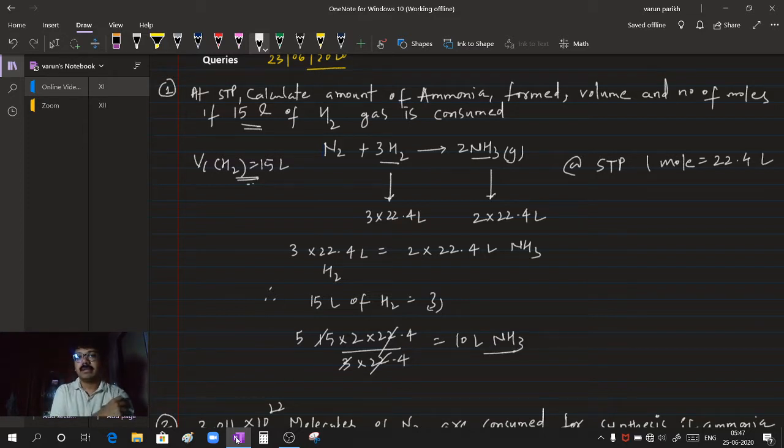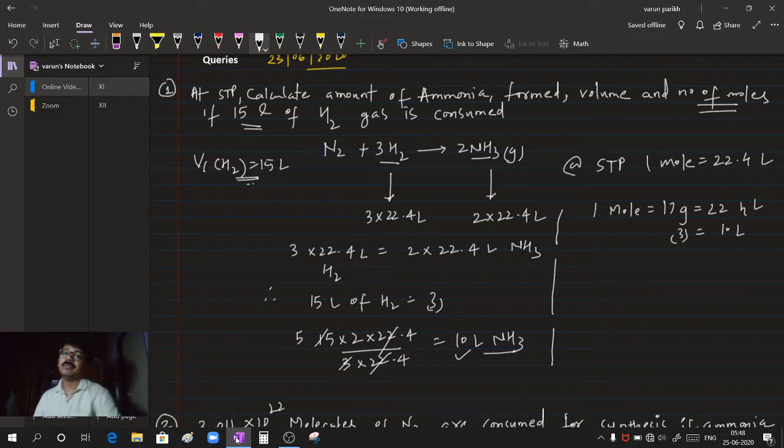So, the amount of ammonia, I don't know whether it is gram or number of moles. So we can convert this liter into mole also, and ultimately we can convert into what? Acha, mole is here. So might be mass. So 1 mole is equal to 17 gram, that is its molecular mass, is equal to 22.4 liter. So for 10 liter, what is the mass? 22.4 liter is equal to 17 gram, so 10 liter is equal to 10 multiplied by 17 divided by 22.4. That will be the mass of ammonia formed.